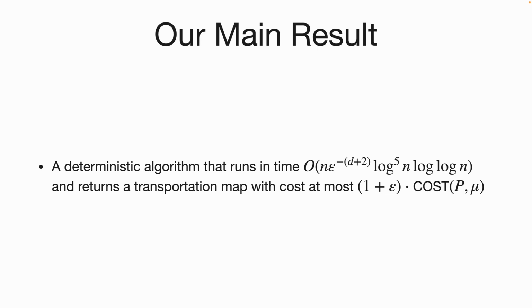We show that there is an algorithm that runs in near-linear time if both epsilon and dimension are constant, and is guaranteed to return a transportation map with cost at most 1 plus epsilon factor of optimal. Note that the polylog part in our running time does not have dependency on d. This is not true in the deterministic bipartite matching algorithm, and also not true in any previous transportation approximation scheme, randomized or deterministic.